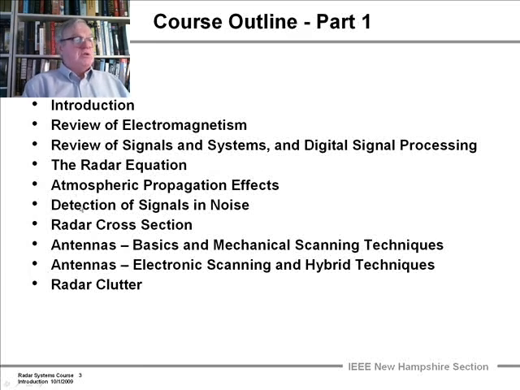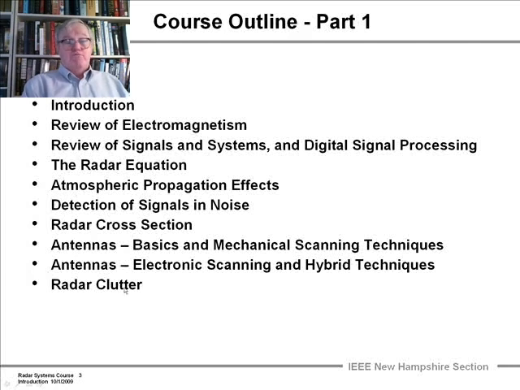Atmospheric propagation, detection of signals and noise, radar cross-section, which is effectively the size of the target scattering at a particular wavelength, how big the target is to the radar electronically. And antennas are a big subject. We're going to talk about the basics, and then talk about mechanical scanning in one lecture, and then electronic scanning and a hybrid of different techniques at the end of that lecture.